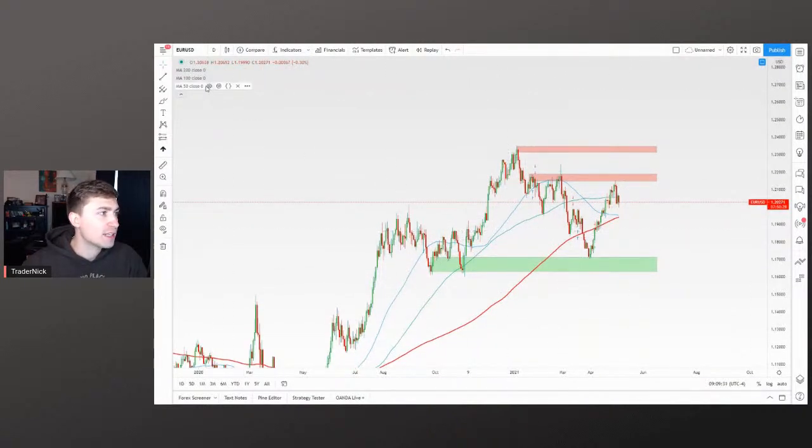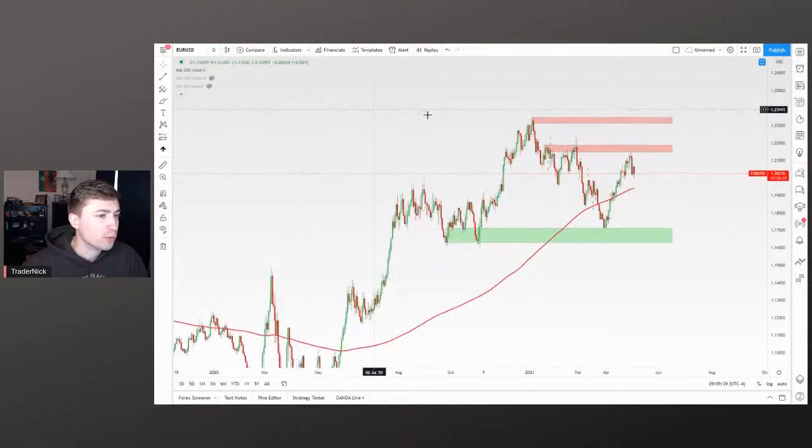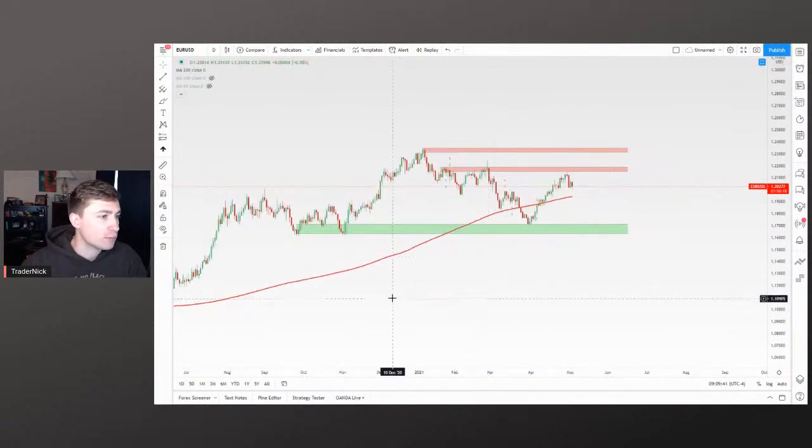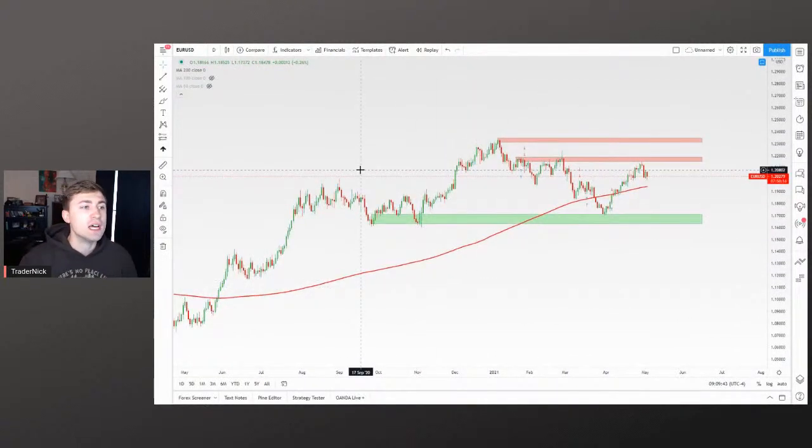By the way, the moving averages that I have are the 50, the 100, and the 200. I just add them. The only one I really care about is the 200 moving average. But I sometimes find it helpful just to add on more, just to see how strong or weak a trend is overall. I find moving averages are just a helpful tool for that.